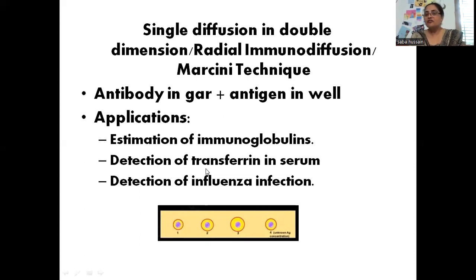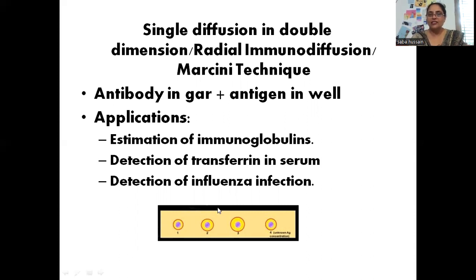Even detection of transferrin in serum, a protein. Detection of proteins can be done in this, and detection of influenza infection. These are the applications of these tests. Single diffusion in double dimension. Why are we calling it double dimension? Because it can move in two dimensions, length and breadth.